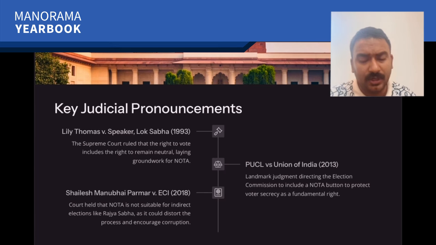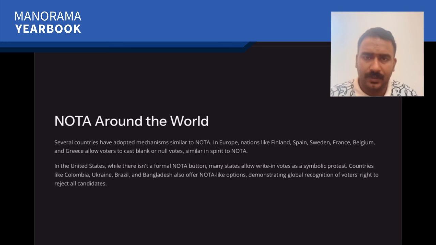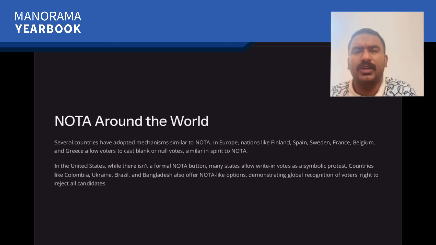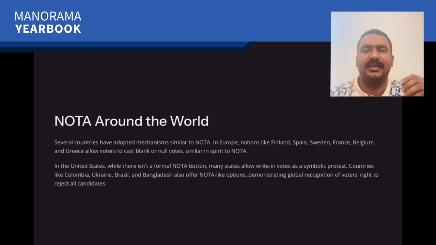Now, let's look beyond that. If you try to understand, several countries have adopted a similar mechanism. In Europe, nations like Finland, Spain, Sweden, France, Belgium, and one more country, Greece, allow voters to cast blank or null votes, similar to our none of the above option. And another country, for example, the United States.